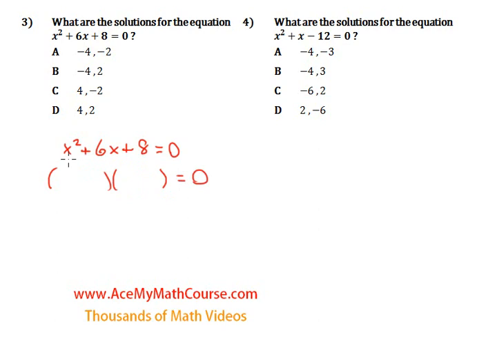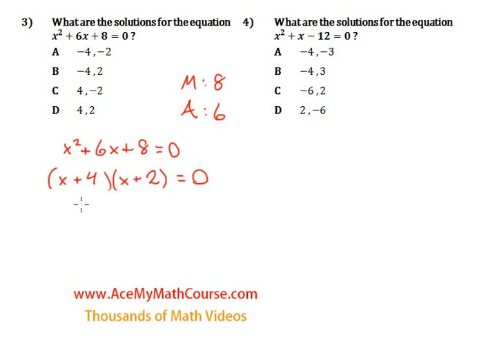So I'm going to get started by putting an x over here, another one over there, and we're looking for two numbers that multiply to 8 and add up to 6. Okay, how about 4 and 2? That will work, right? 4 times 2, 8. 4 plus 2 is 6.